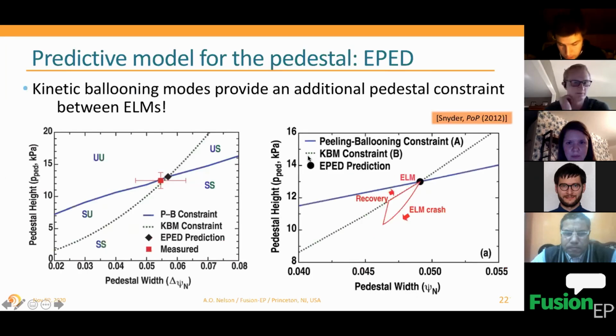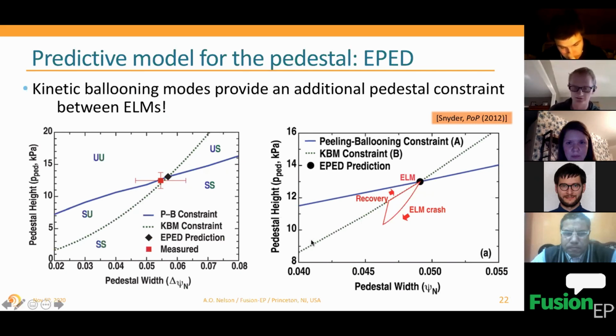We can actually use this information to learn more about a pedestal as well, because the peeling ballooning modes form a constraint that we can use to constrain our pedestal width and our pedestal height. So in these two plots, again, we have the pedestal width and the pedestal height. The blue line here is the peeling ballooning constraint that we just talked about. Turns out there's another constraint that was developed by Phil Snyder in the EPED model, which is the kinetic ballooning mode constraint, which is this dashed green line.